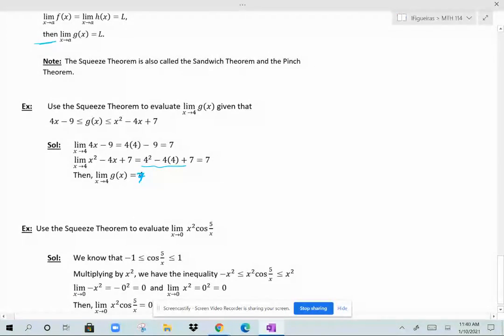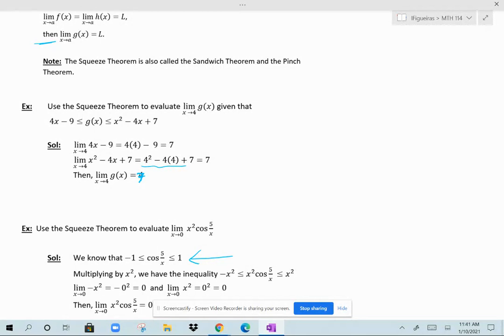So we know from trigonometry that the cosine function oscillates between -1 and 1. Remember, it's got an amplitude of 1, and it goes up and down forever and ever between -1 and 1. So we know that this is true from trigonometry, that -1 is less than or equal to the cosine of 5 over x, which is less than or equal to 1.